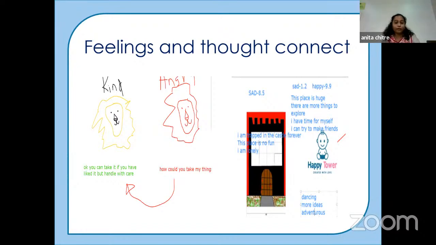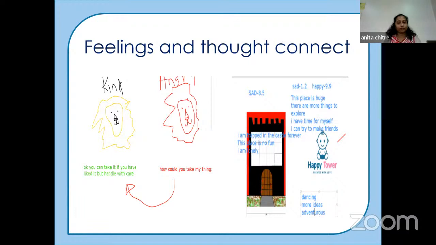So when you are in the sad tower, how sad do you feel? So the person has to rate his sadness. Rating is a very important parameter to monitor change in the therapy process. So they have to rate the feelings. And then suppose you are moving into a happy tower, what are the thoughts you may have?